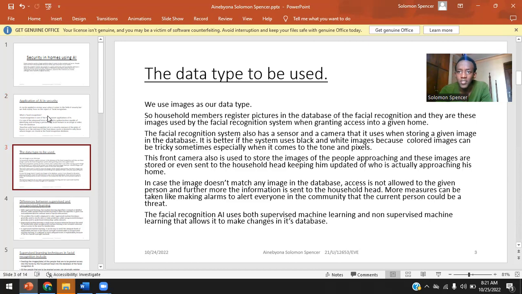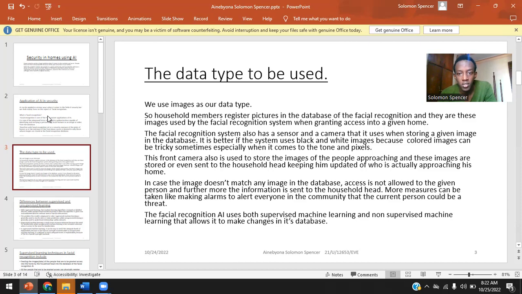So, the type of data to be used. Basically, facial AI uses images. In most cases, this slide talks about how we can store these images. I recommend the use of OpenCV. OpenCV has libraries like PyTorch and TensorFlow. Some of those libraries can help you when you're building facial recognition AI. I think in my next video I'll be talking about this. This one is going to be a very short video, just talking about the introduction.